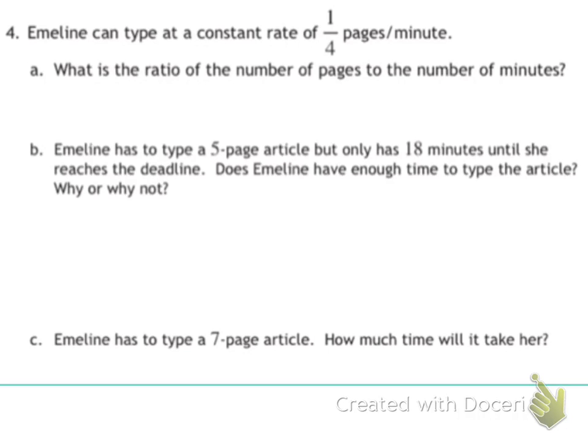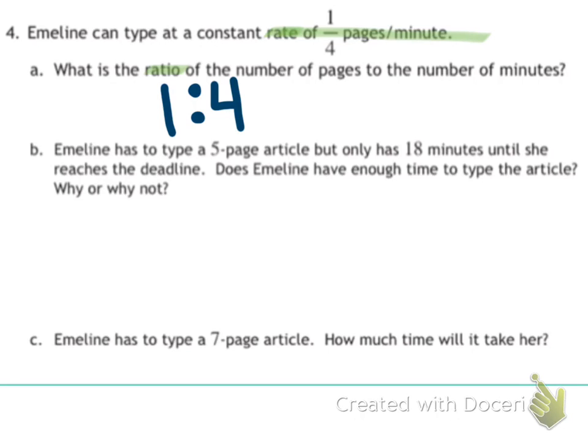Here is number 4. Emmeline can type at a constant rate of 1/4 pages per minute. Sorry, I couldn't read the page. So we know so far that the rate is 1/4 pages per minute. Now I need to write that as a ratio. So we're writing pages to minutes. So the ratio would be 1:4.